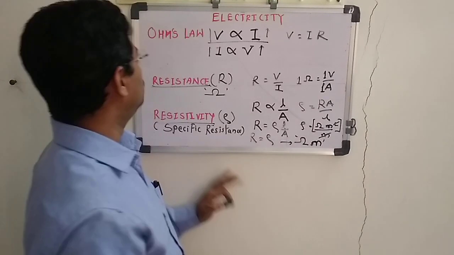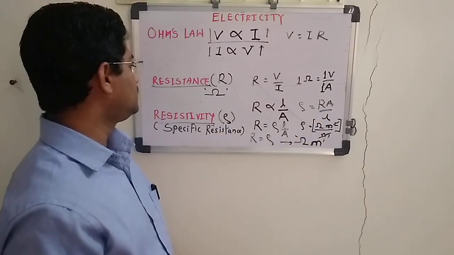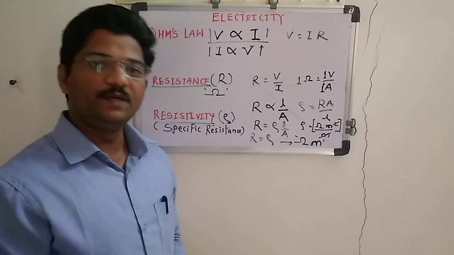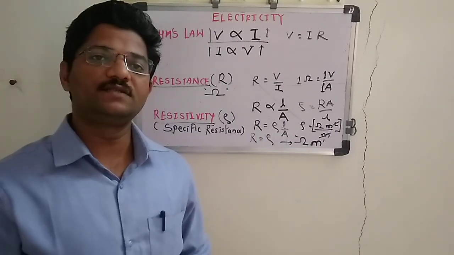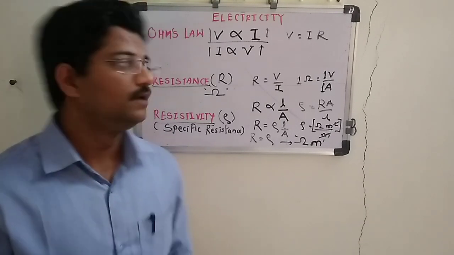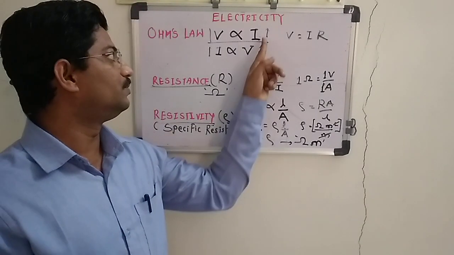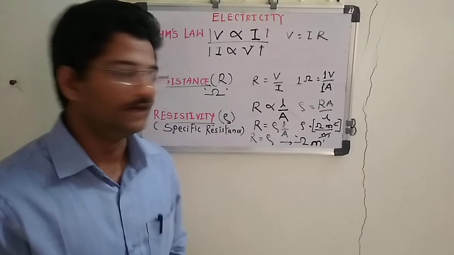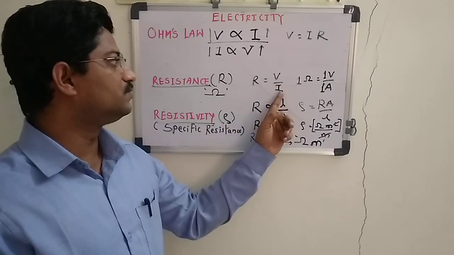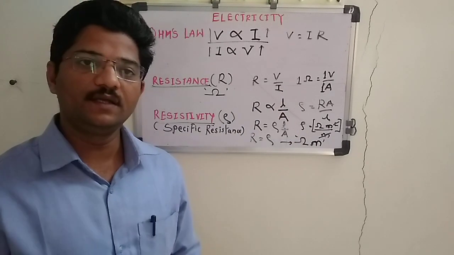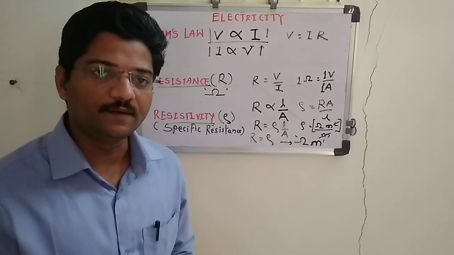So this was about Ohm's law, resistance and resistivity. I again repeat, Ohm's law can be stated as: if the physical state of the conductor remains constant, then the potential difference is directly proportional to the current passing through it. Resistance is the ratio of potential difference to the current. It is again the property by which it opposes the electric current.